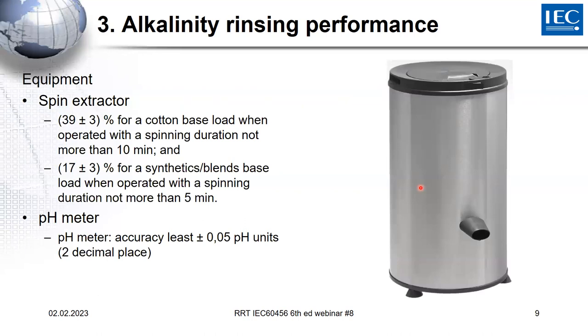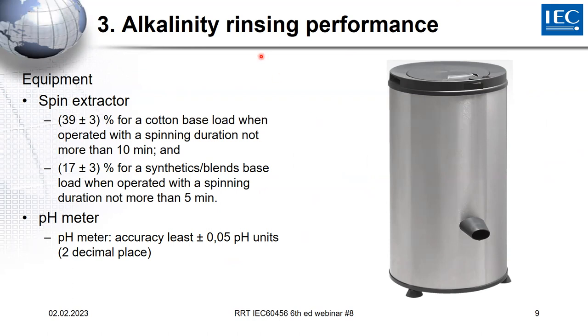Coming now to some equipment that you might have to use. First of all, of course, the separate spin extractors. I have taken here also the requirements, the specification for the spin extractor. It's actually quite important to fulfill these measurements, and you have to make sure that your spin extractor is suitable. This is a picture of one I've taken from the internet, and I think we have a similar one with us to show how they look. There are special requirements on the RMC after the spinning of a cotton load and also for a synthetic blends load. It's written here, and you should check this on a regular basis, because otherwise it's hard to get a good repeatability and, of course, a good reproducibility.